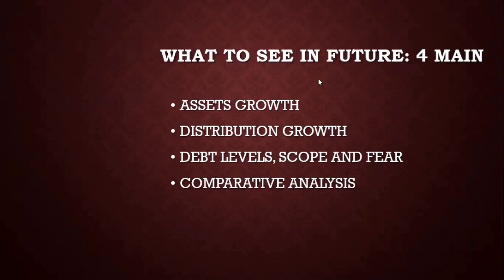So what you need to see in future are 4 major points when it comes to a REIT, especially Embassy REIT, which we are talking about here. The first one is the assets growth. How do you see assets growing in the future? Secondly, how do you see distributions growing? Would the payouts increase over a period of time? Thirdly, what are the debt levels currently?